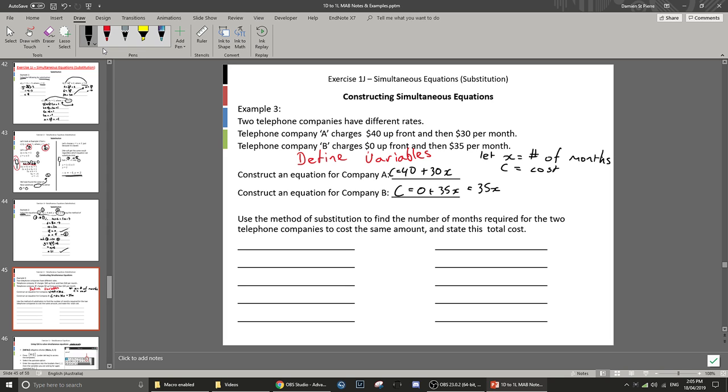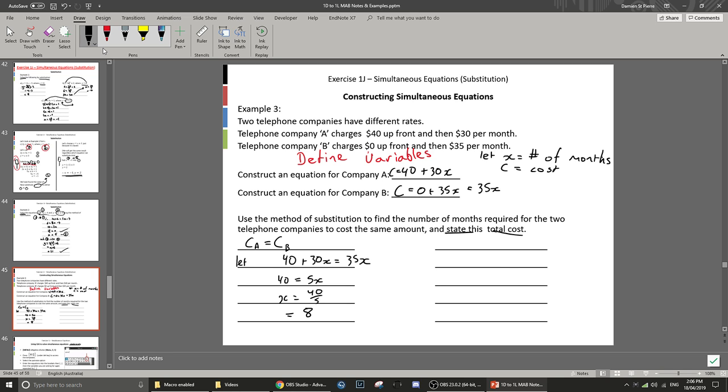Use the method of substitution to find the number of months required for the two telephone companies to cost the same amount and state this total cost. So we want to state the total cost as well as find the time. In this case, cost for company A is going to equal cost for company B. So we let 40 plus 30x equal to 35x. So we get 40 equals, and we're just going to solve for x, subtract that, so I get 5x. So I get x is equal to 40 on 5 is equal to 8.